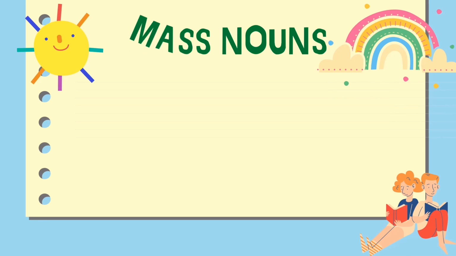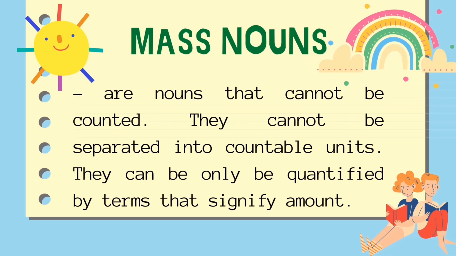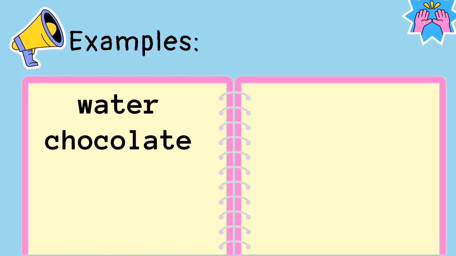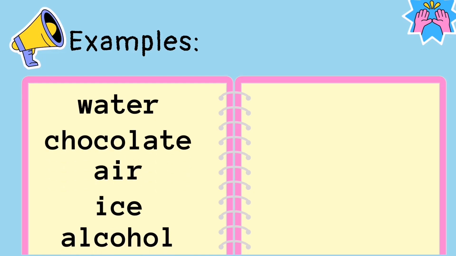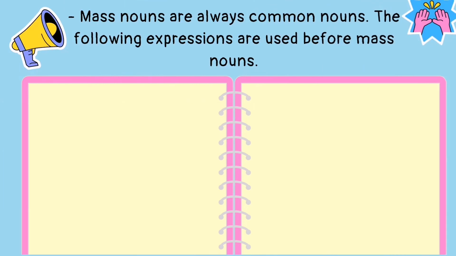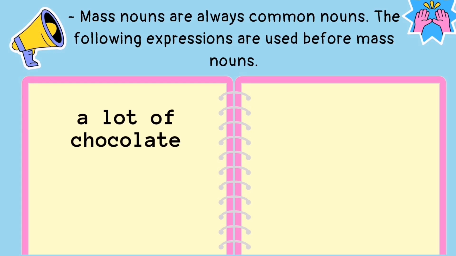Now let's talk about the mass nouns. Mass nouns are nouns that cannot be counted. They cannot be separated into countable units. They can only be quantified by terms that signify amount. Examples of mass nouns are water, chocolate, air, ice, alcohol, soil, sugar, coffee, oil, and cologne. Mass nouns are always common nouns. The following expressions are used before mass nouns. Example, a lot of chocolate, much salt, little sugar.